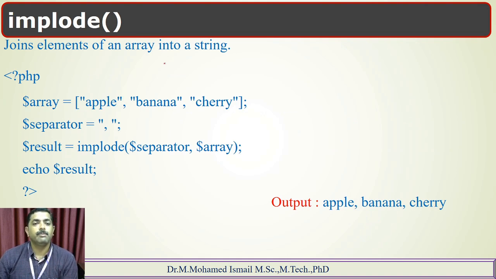Implode joins elements of an array into a string. So for the array, I have given apple, banana, cherry, and as the delimiter a tab; I am giving which separator to use. Using the implode function, I have to give the separator and the array. So it will give a string value.